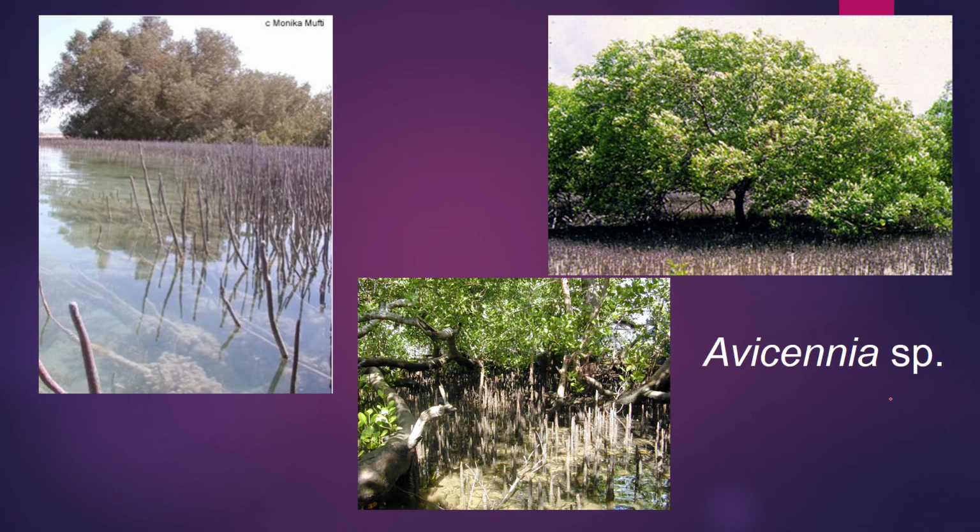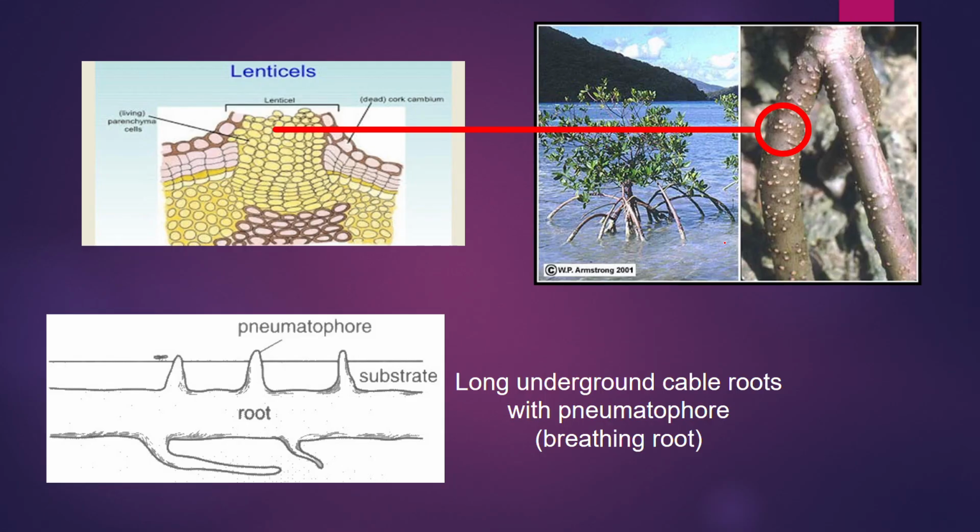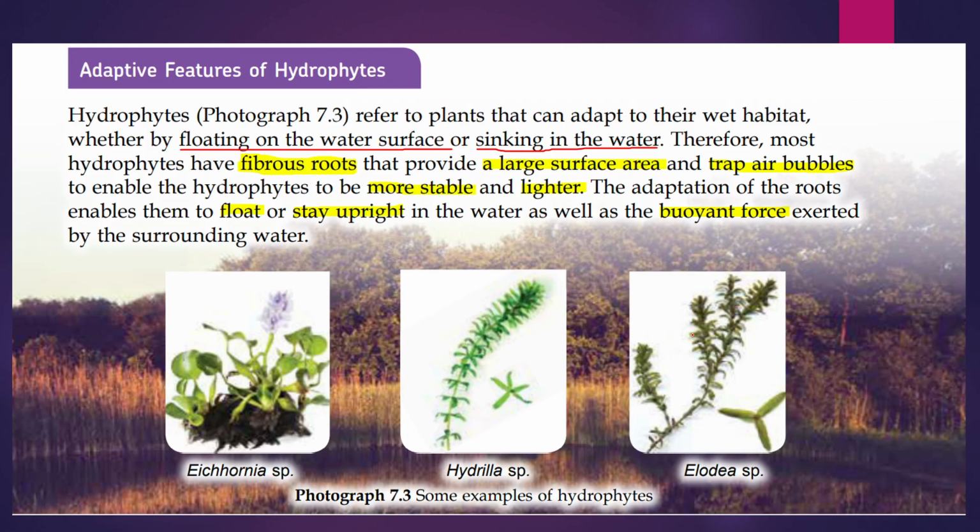Okay, so Avicennia species ini adalah pokok-pokok bakau. Ada beberapa jenis spesies. Shown here is the Avicennia species. Jadi boleh nampak dia punya breathing roots, a lot of breathing roots. Okay, pneumatophore, dia punya definisi di sini: long underground cable roots. Alright.